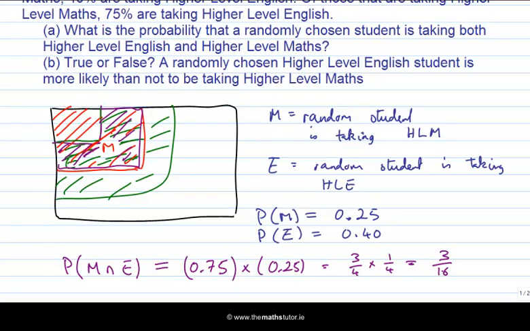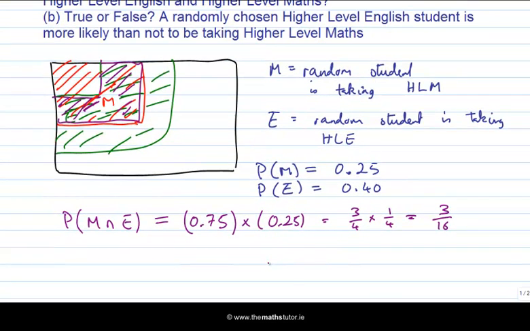So the probability of M intersection E, or M and E, is 3/16. So what do we really do here? I mean, we'd like to generalize this, so we really want to try and pick out what we actually did in this calculation. This 0.75 here, what is that? That represents the probability of E given M. Remember that that's the proportion of the higher level math students that are taking higher level English. That's where that 0.75 came from.